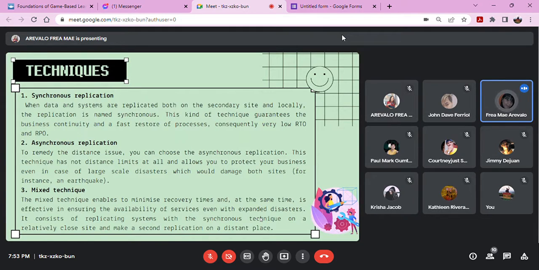So next is the mixed technique. The mixed technique enables you to minimize recovery times and at the same time is effective in ensuring the availability of service even with expanded disaster. It consists of replicating the system with the synchronous technique on a relatively close site and making a second replication in a distant place. So sa mixed technique naman, ang replicating system niya is synchronous technique. Pwede siya sa una malapit muna and then yung second replication niya sa malayong places na gano'n.